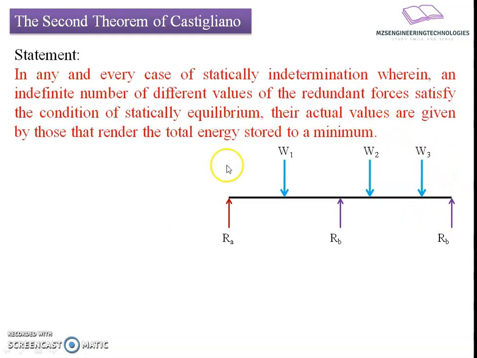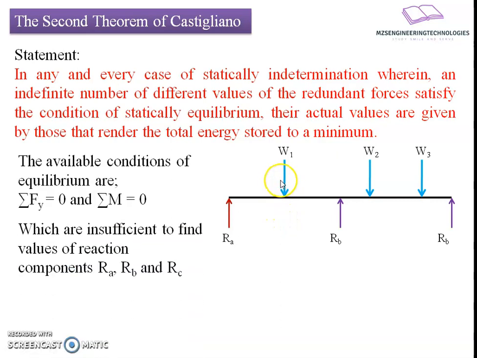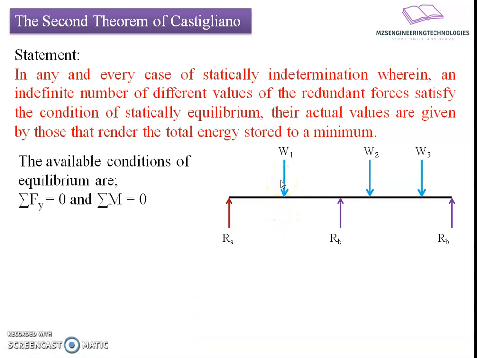If you see the force system here, the force system is a coplanar parallel force system, and the usable equilibrium equations for this coplanar force system are only 2. Means summation of forces in the vertical direction and summation of moment at any point will be equal to 0. If I use these two equations, it's not possible for me to find out the three reactive forces Ra, Rb, and Rc here.